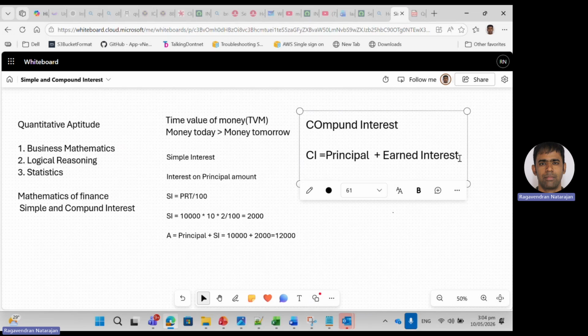Again, as we have seen the formula and derived with an example, in the same way we will see compound interest as well. Amount equals P, the principal, of 1 plus R by 100 to the power of the time period. So we are calculating the amount with this formula. In that case, I'm going to use the same amount.